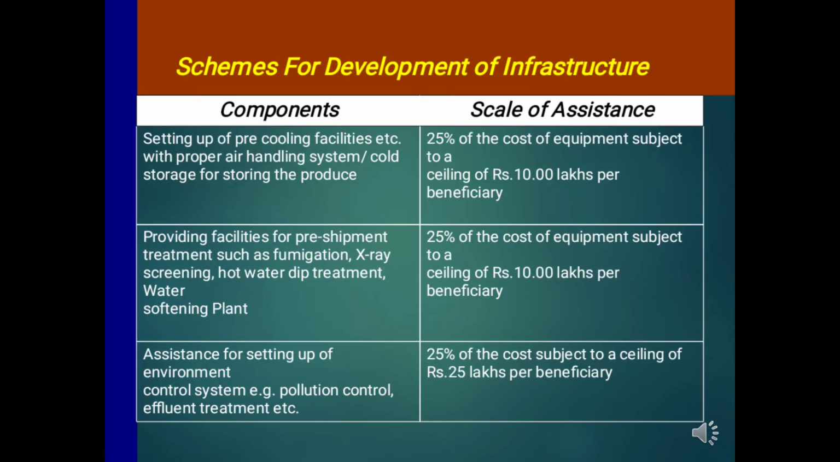Next we see about the schemes for the development of infrastructure. First scheme is setting up of pre-cooling facilities, rupees 10 lakhs per beneficiary. Providing facilities for pre-shipment treatments such as fumigation, X-ray screening, hot water dip treatment and water softening plants, rupees 10 lakhs per beneficiary. Setting up of environment control systems, for example pollution control, effluent treatment, etc., rupees 25 lakhs per beneficiary.